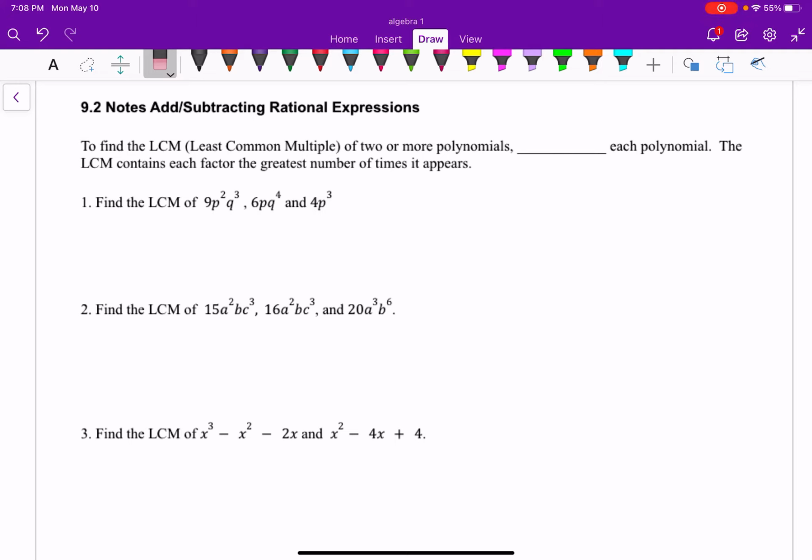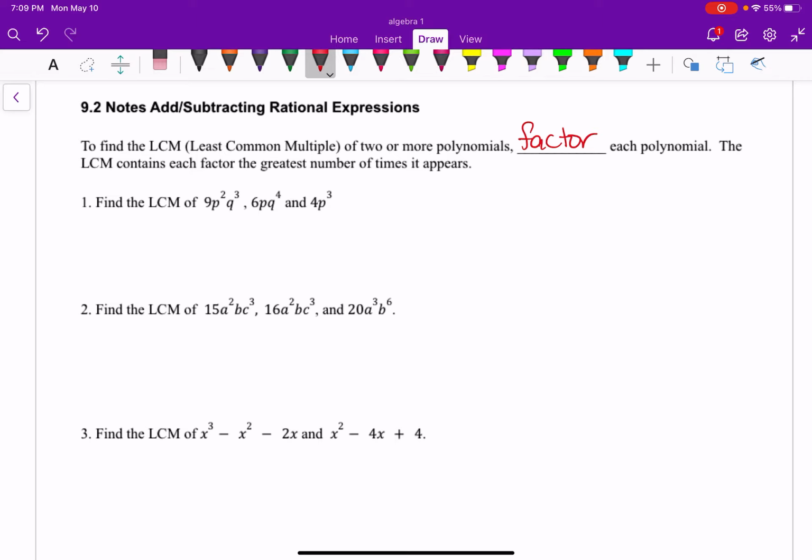Okay, we have to get common denominators in rational expressions just like we do in fractions. So this is all going to be about finding common denominators. First, let's talk about the least common multiple. The first thing you want to do is factor each polynomial. The least common multiple contains each factor the greatest number of times it appears.